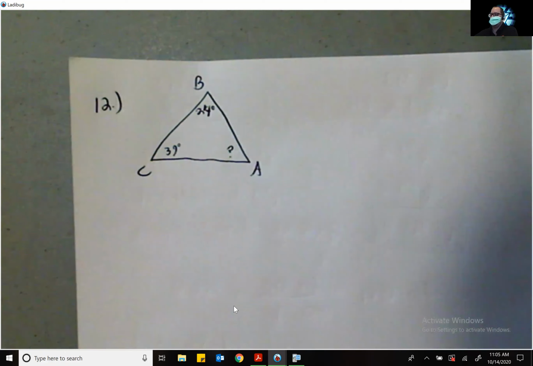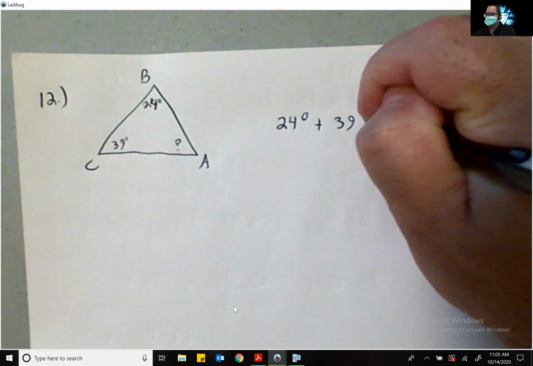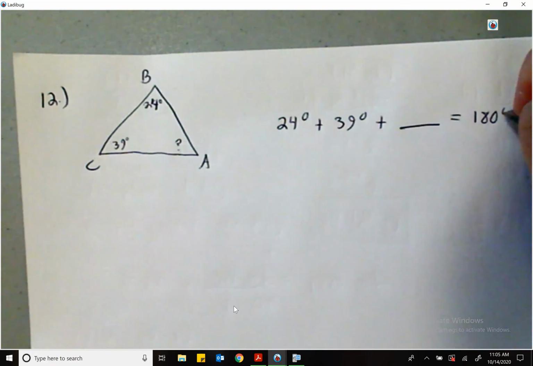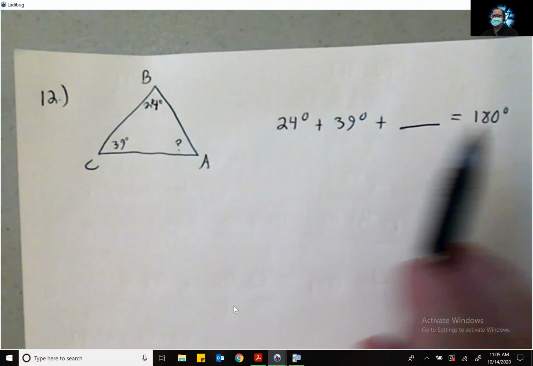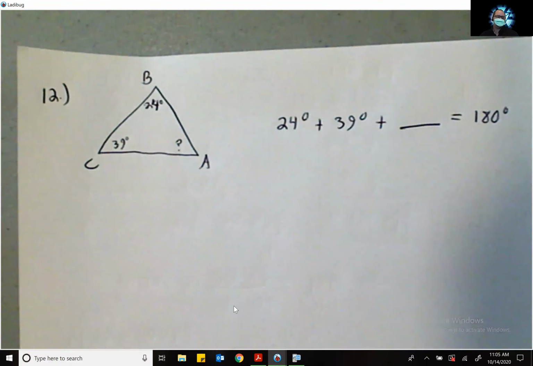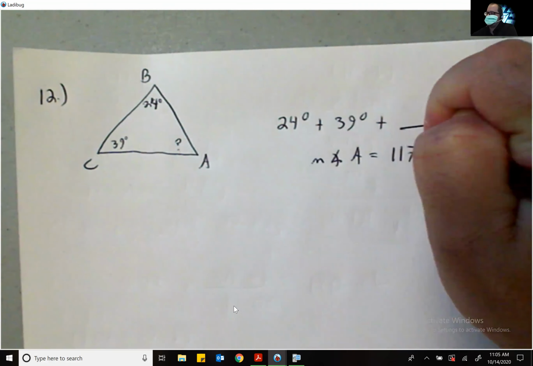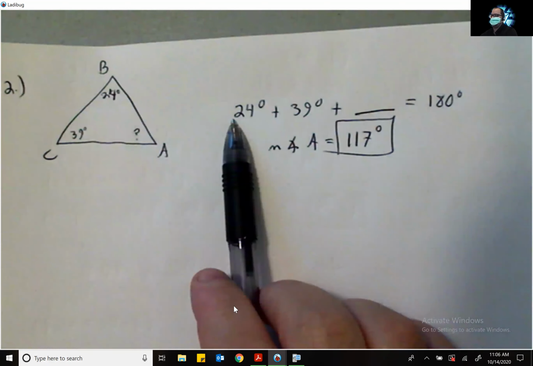It's okay. All my angles are going to add to something. What should they add to? 180? Yes. All the angles inside my triangle must add to 180. So all we have to do is subtract the 24 and subtract the 39. So 180 minus 24 minus 39 gives us what? 117? There you go. That's the measure of angle A, 117 degrees. Because all you got to do is subtract the 24 and subtract the 39.